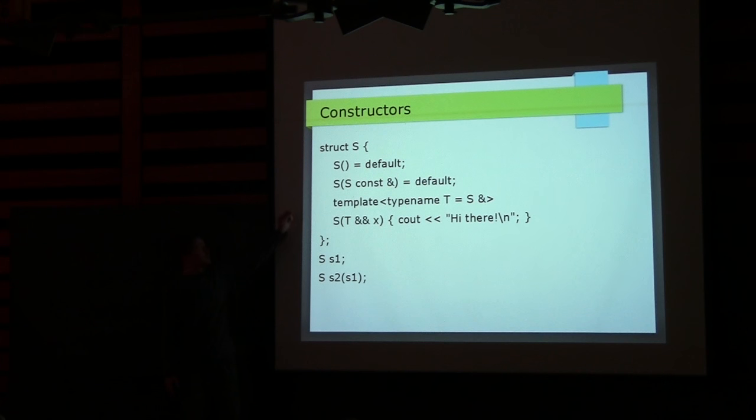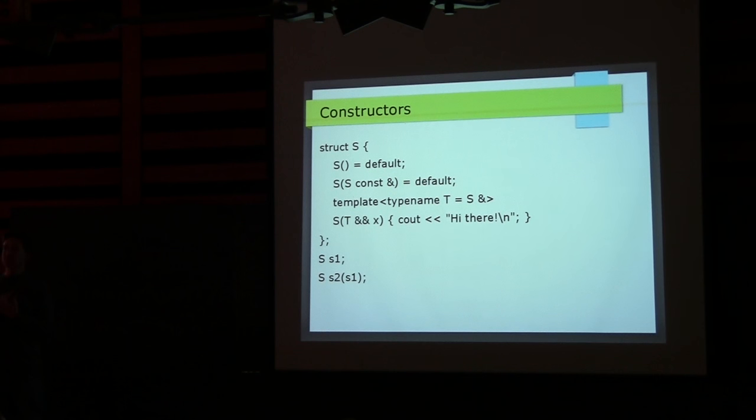The compiler generates this default copy constructor, regardless of whether we say equals default. Templates don't prevent the instantiation of, or the generation of copy constructors. But the function template is a better match, because sref matches exactly, sconstref does not. So this prints, hi there.